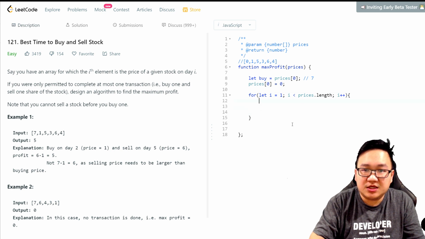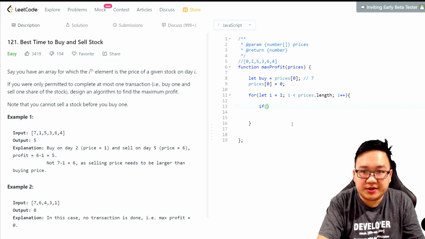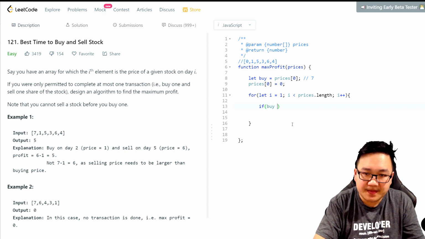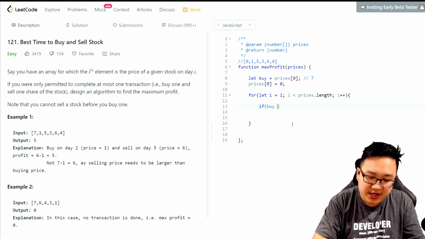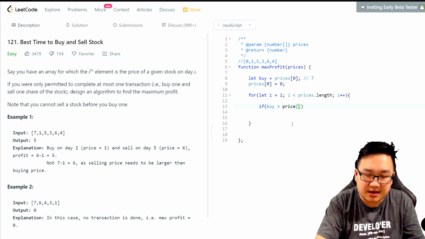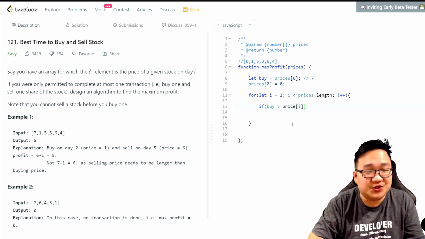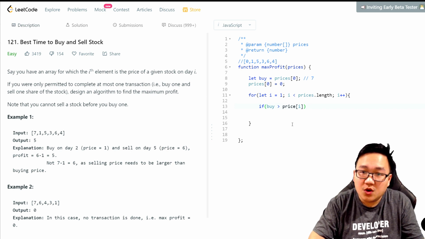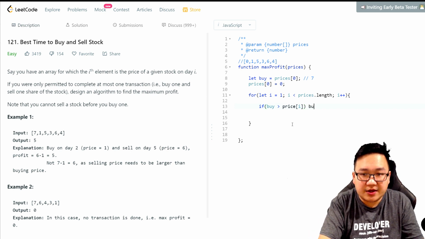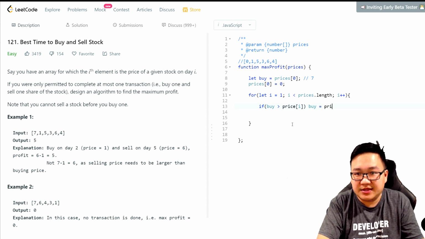So what am I going to do here? As I go through these elements, I'm going to compare some stuff, right? I'm going to make sure that if the price that I buy it at is greater than the price that's listed at that day, I know I messed up, meaning I shouldn't buy at that price. What I should actually do is buy at the lower price, right?